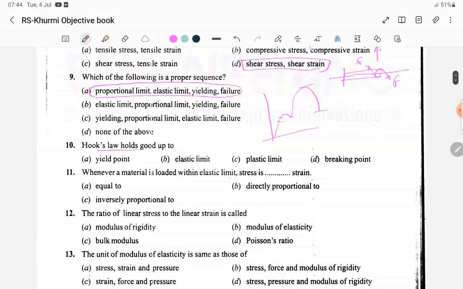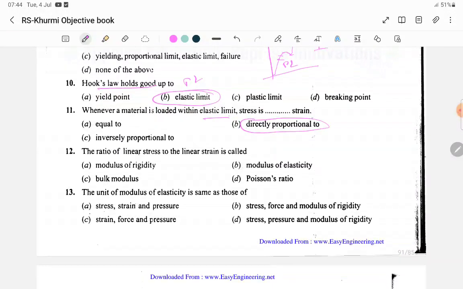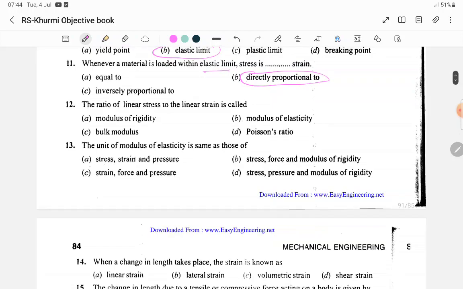Hooke's law holds good up to actually the proportionality limit, but if the proportionality limit is not given, the next point, the elastic limit, you have to consider. Whenever the material is loaded within the elastic limit, stress is directly proportional to strain according to Hooke's law, but actually that is the proportionality limit. The ratio of linear stress to linear strain is called modulus of elasticity. So E is equal to stress by strain, that is, linear stress by linear strain.